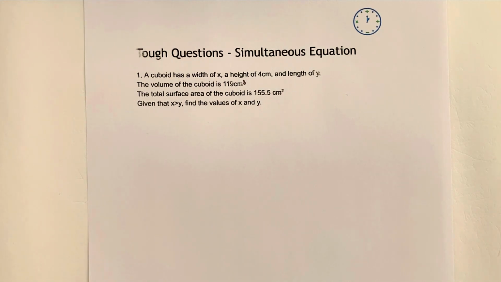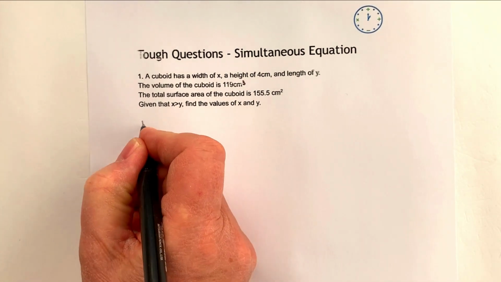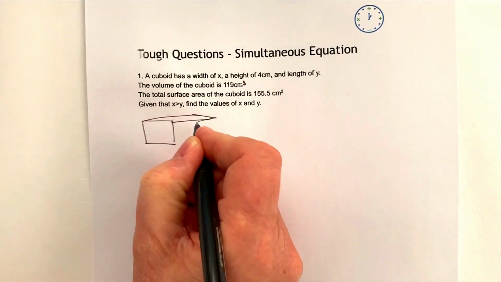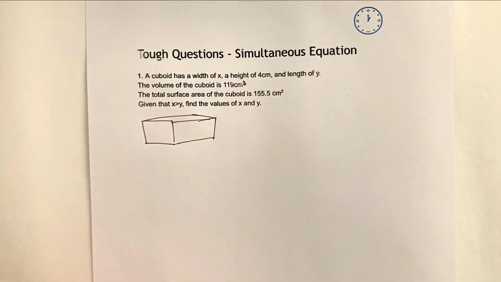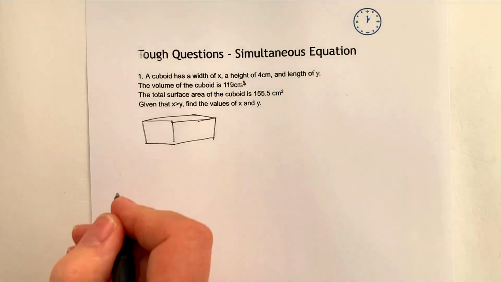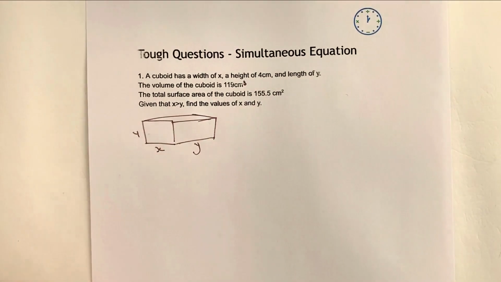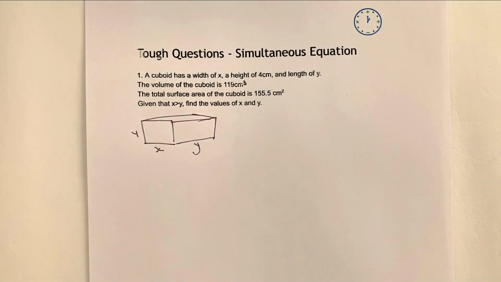So the first thing I'd suggest is that if you've got something very descriptive like this, it might be worthwhile just actually sketching something out to represent what it is they're actually talking about. And they're saying that it's got a height of 4, a width of x and a length of y, and it's a cuboid. It's a regular prism, a rectangular prism. Okay, so we're told that the volume of the cuboid is 119 centimeters cubed.